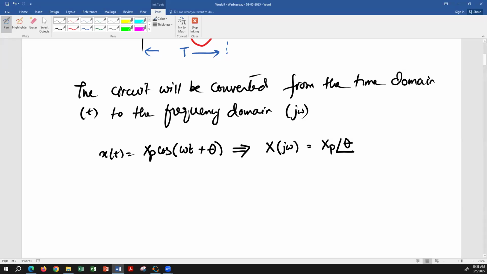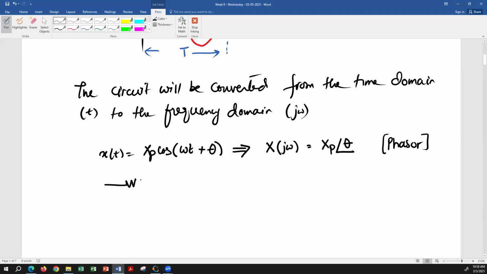All right, so any signal, whether it's a voltage signal or current signal, I'm just taking it as a generic signal, x(t), in the frequency domain is going to be represented as a complex number. This is the phasor form of x(t), and it's going to be represented as a function of j omega, which is X_p angle theta.